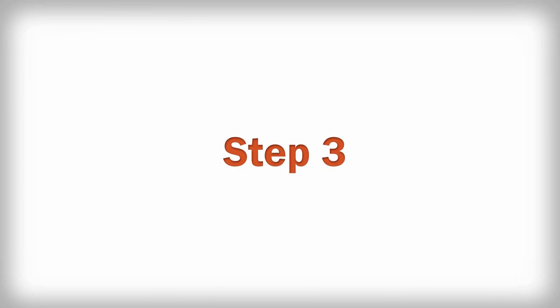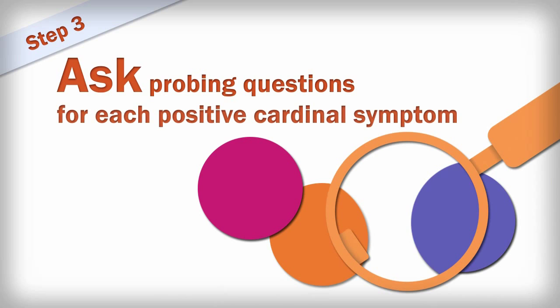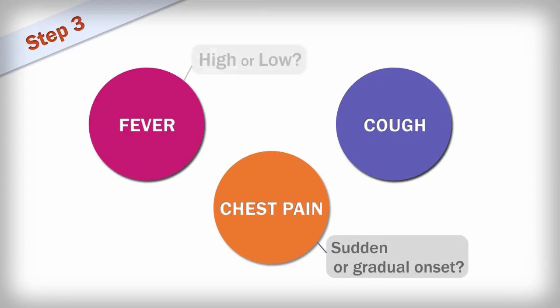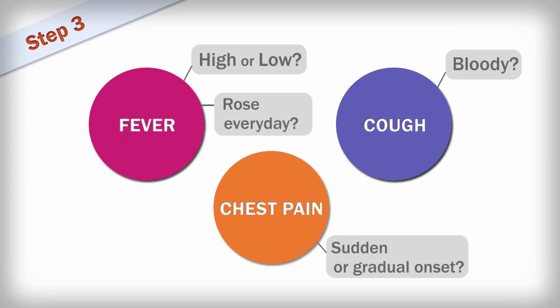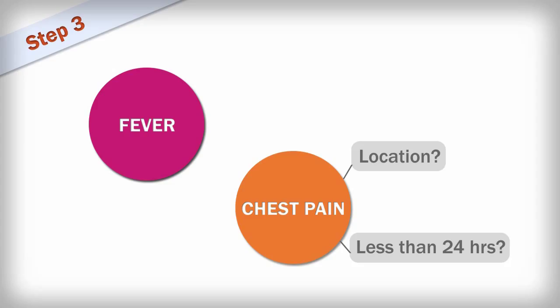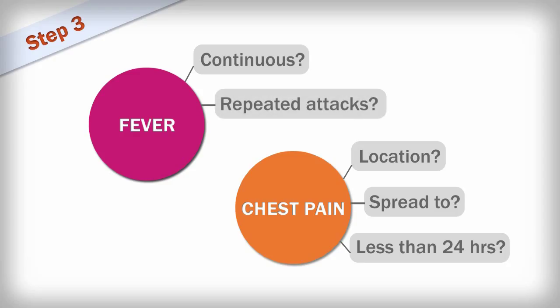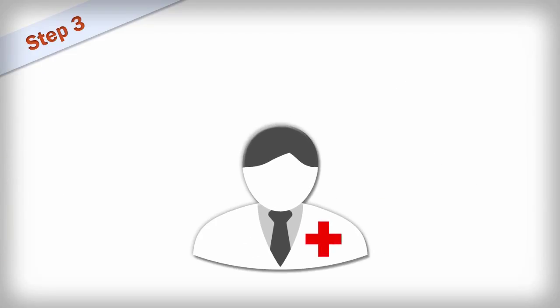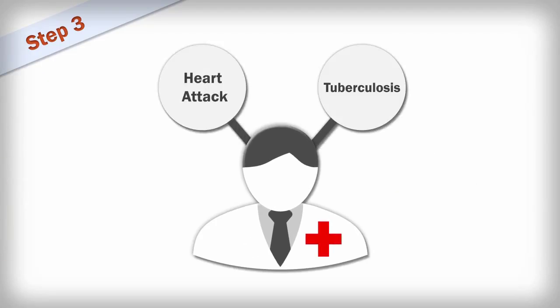Step 3. Probe the symptoms. Ask probing questions for each positive cardinal symptom. After obtaining the list of positive cardinal symptoms in Step 2, you should now get more details for each of the symptoms. These details are specific features of each symptom, such as the duration and location of chest pain or the pattern of fever, etc. These are crucial details that will help a doctor separate one cause of death, such as tuberculosis, from another, such as a heart attack.